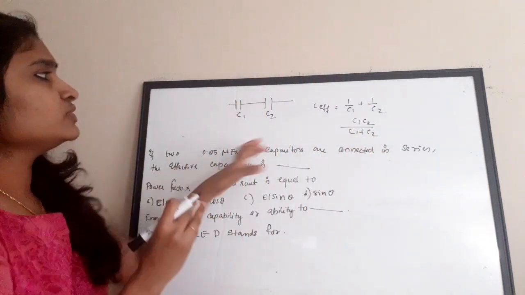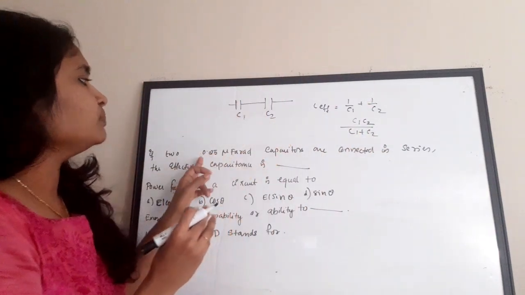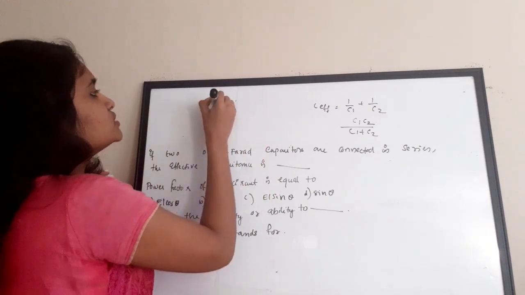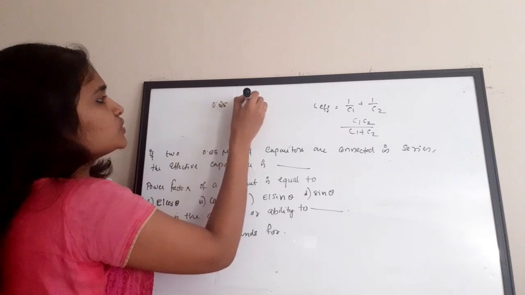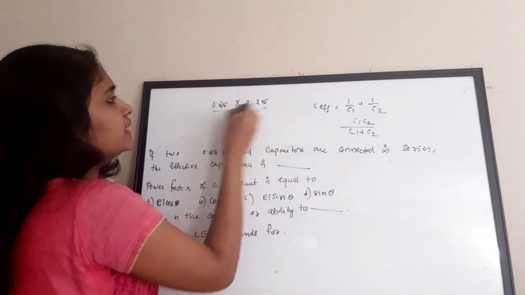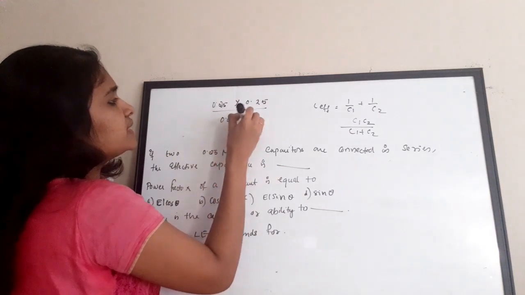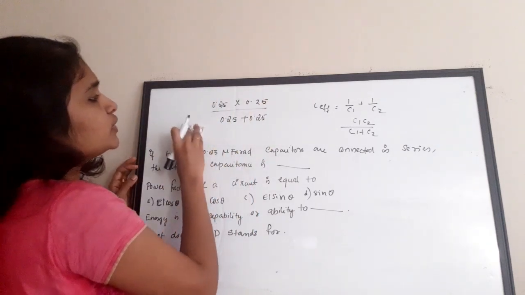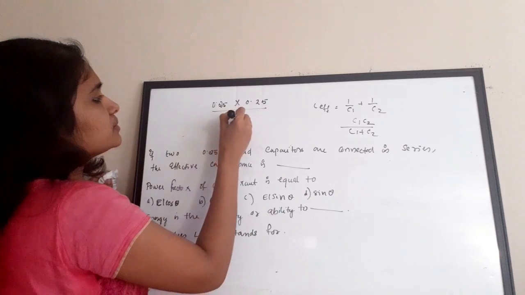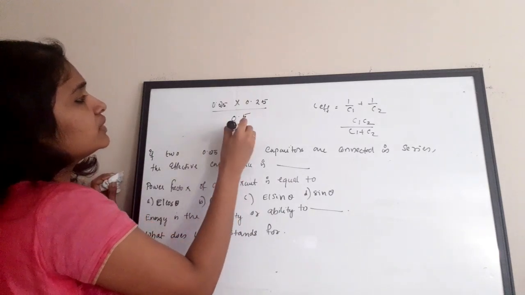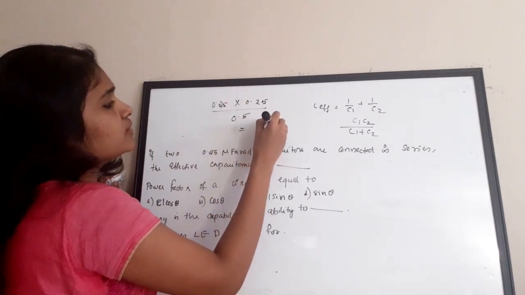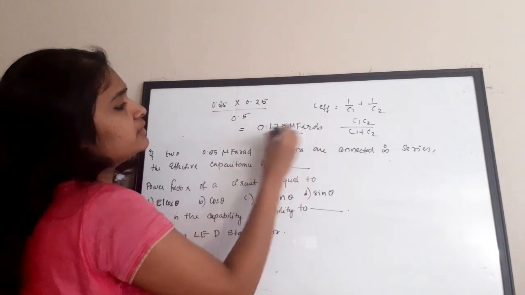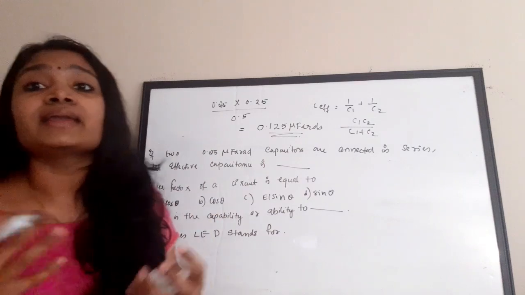So what is the value of C1 and C2? Both are the same, 0.25 microfarads. Okay, so it is nothing but 0.25 into 0.25 by 0.25 plus 0.25. So 0.25 plus 0.25 is nothing but 0.5. If you solve it, you will get 0.125 microfarads as the value for effective capacitance.